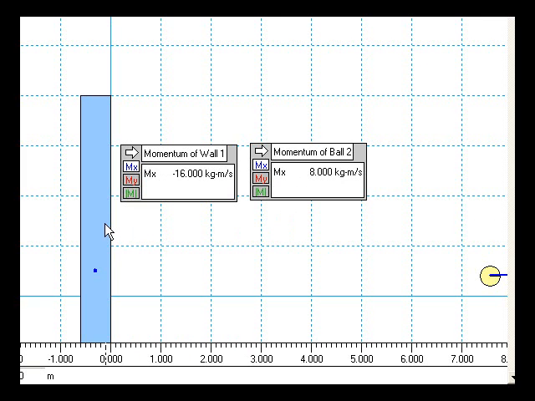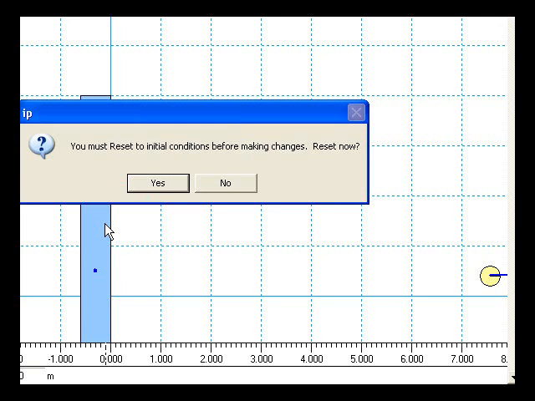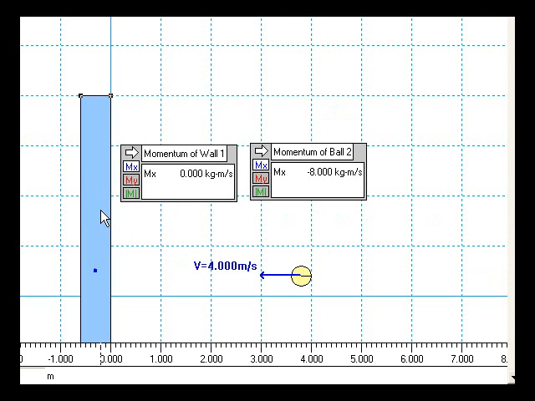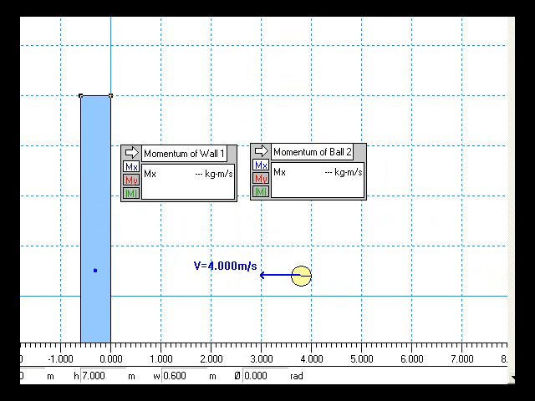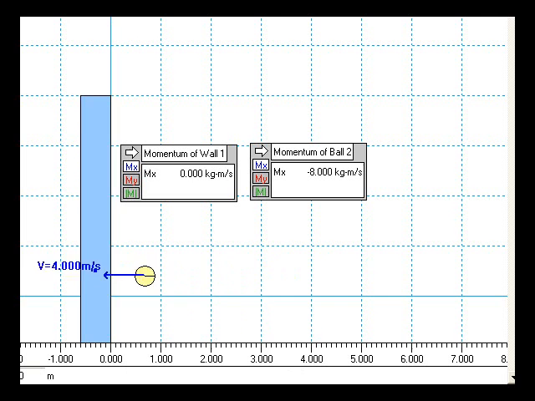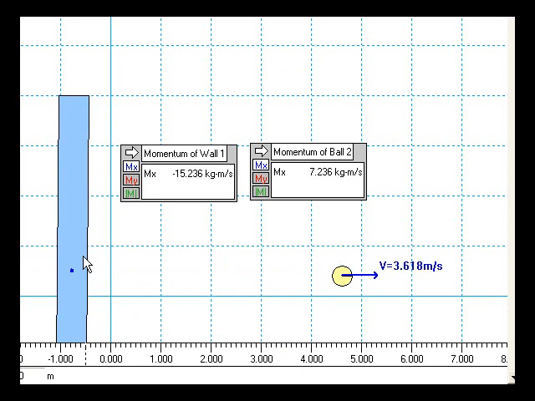So the wall actually has a momentum to the left, and of course it's a heavy wall that's not very apparent here, and for all practical purposes it's actually not moving. But if I change the mass of it, so instead of having 400,000 kilograms, I'm just going to use 40 kilograms for the wall. So this is kind of like a paper thin wall almost. Okay, and here we go, and there you can see the wall itself is moving. And again, if you use these two numbers here, -15.236 and +7.236, it comes out to the original -8 kilogram meters per second.